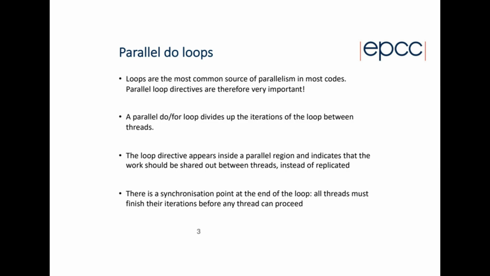There is a synchronization point at the end of the loop. All threads have to finish their subset of iterations before any thread can proceed with the next piece of code, if there is one, inside the parallel region. So this is a point where there is a barrier synchronization. There is an implicit barrier at the end of the work shared loop. That's there by default. You can get rid of it if you want to. We will talk about that later.